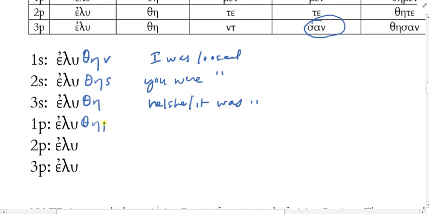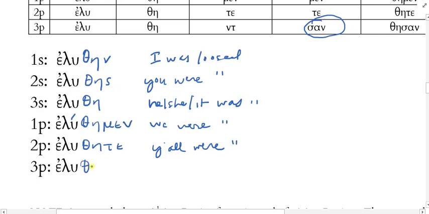Okay. First person plural, eleuthe men. Not metha, which is what I just started writing because I was telling you not to write it. Eleuthe men. Not metha, because we can't use the middle passive endings. We've got to use the active ones. So we were loosed. And then second plural, eleuthe te. Good. So this is y'all were loosed. And then last, eleuthe son. Good. And this is they were loosed.